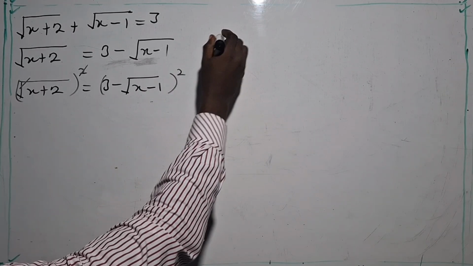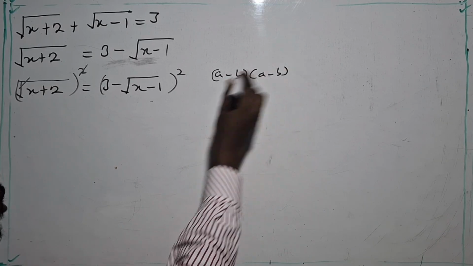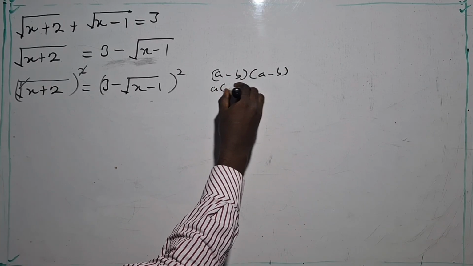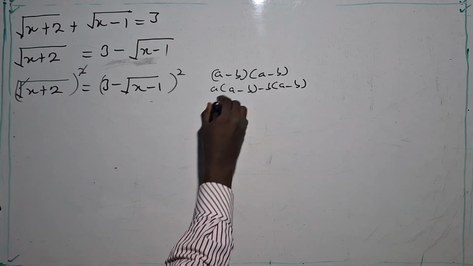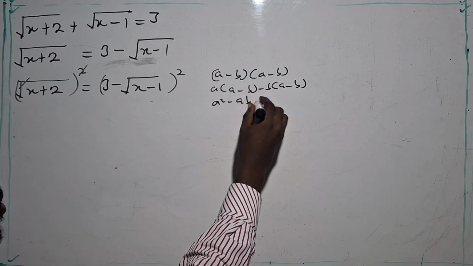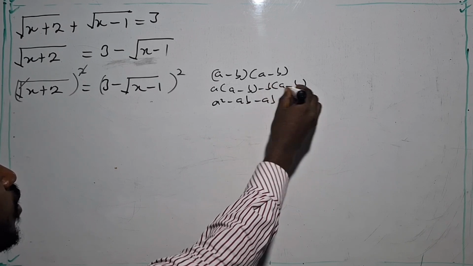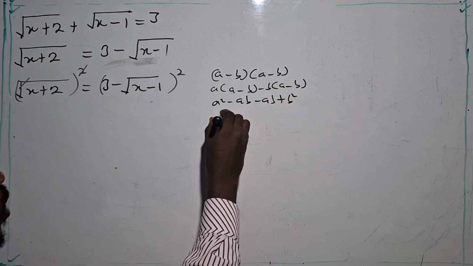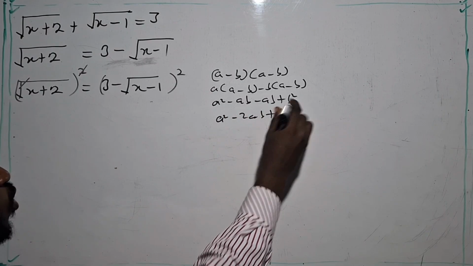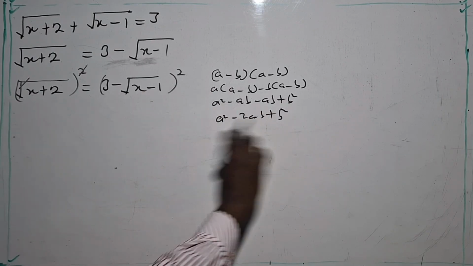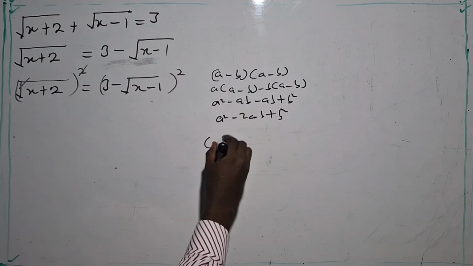this one is the same as this binomial, a minus b, squared, for which when you expand, you get a minus b times a minus b. So this one gives us a squared minus ab minus ab, then the negative times negative is positive b squared. So we are going to have a squared minus 2ab plus b squared. So we are going to express this in a form like this.